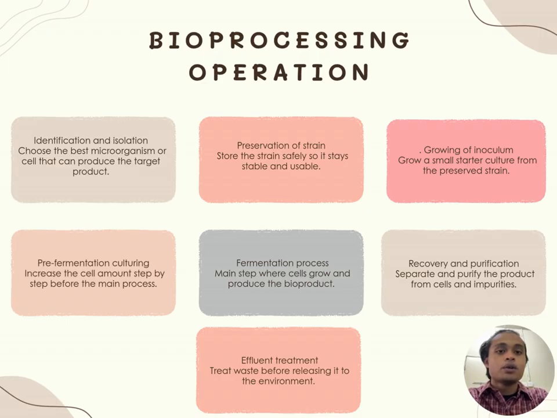So moving on to bioprocessing operation. In bioprocessing, the process starts by choosing and preserving the right strain. Then the cells are grown as inoculum and prepared before fermentation. During fermentation, the cells produce the bioproduct. After that, the product is recovered and purified, while the remaining waste is treated safely.